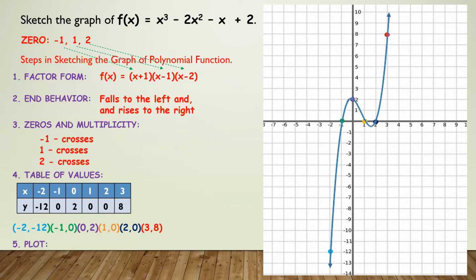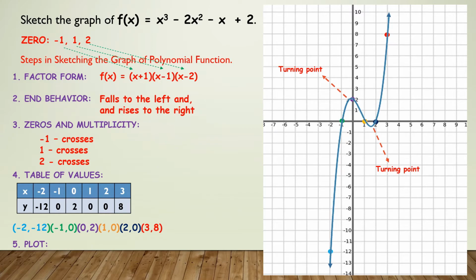So the graph will be something like this. Notice that at the point (-1, 0), the graph crosses the point, and so with the points (1, 0) and (2, 0).